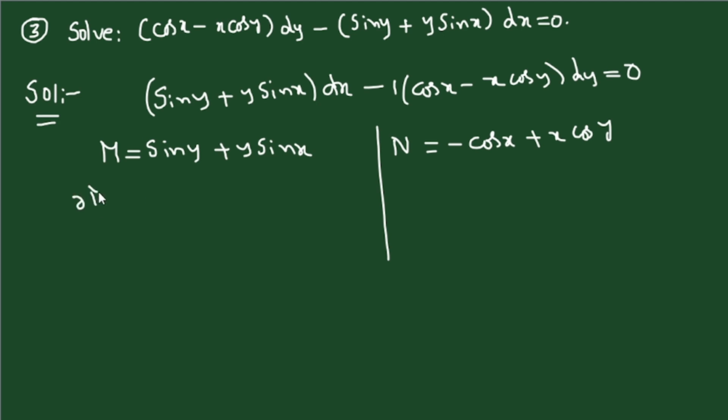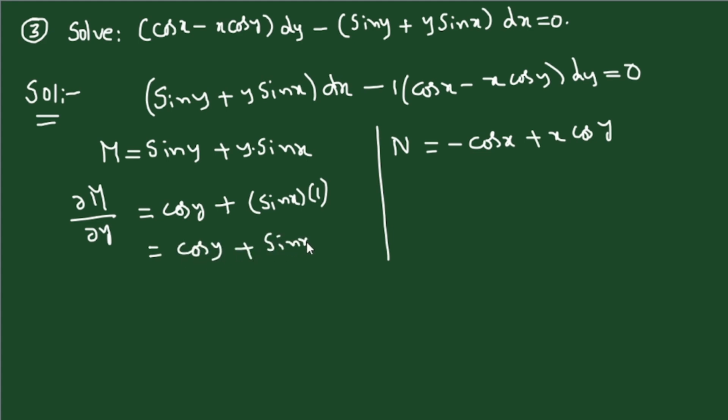So then dou m by dou y, we are differentiating with respect to y. Therefore, the derivative of sin y is cos y. And in the second term, sin x is a constant, you can take it out of this product, and the derivative of y with respect to y is 1. So this is cos y plus sin x, or sin x plus cos y.